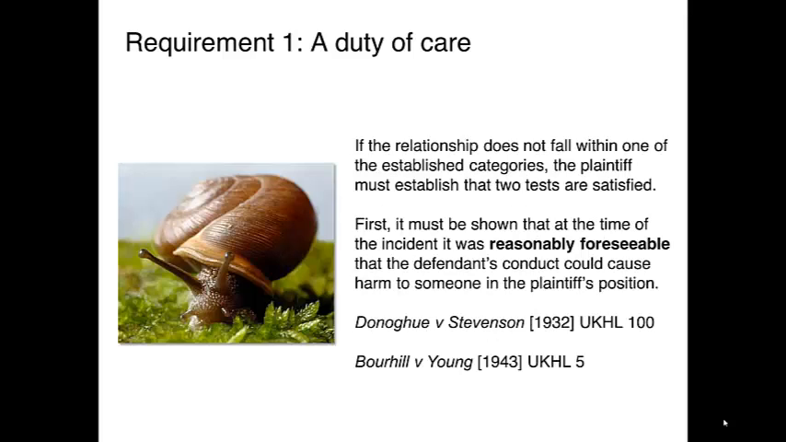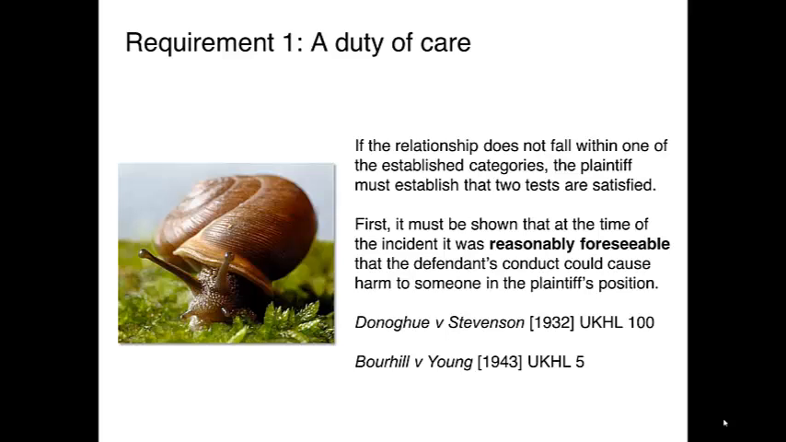If, however, you are confronted with a problem and you cannot find a precedent that establishes the existence of a duty of care, then you are going to have to go back to first principles. So if the relationship does not fall within one of the established categories, the plaintiff must establish that two tests are satisfied. First, it must be shown that at the time of the incident it was reasonably foreseeable that the defendant's conduct could cause harm to someone in the plaintiff's position. So this is the reasonable foreseeability test.